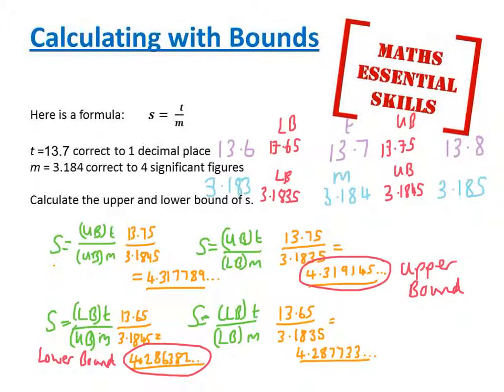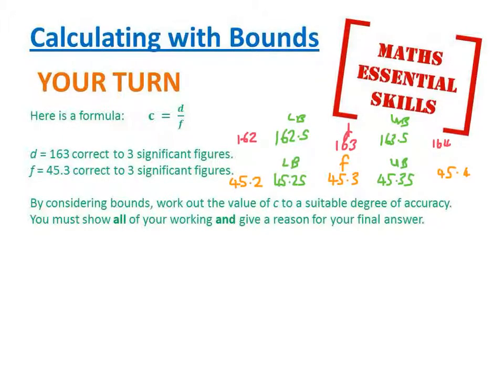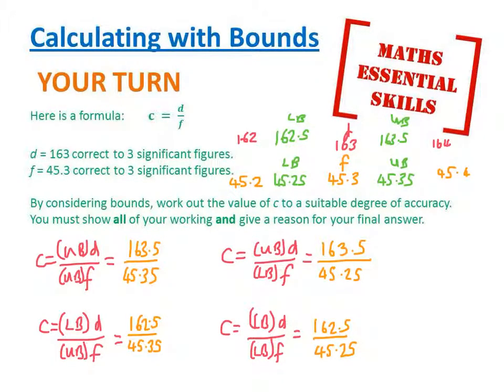Okay, very similar approach now for you to try on this next question. Have a go here and pause before you see the answer. Start by working out your upper and lower bound of D and F. Now we've got the lower and upper bound for D and F. Let's write down the 4 possible calculations that it could be. Substitute in your values into all 4 options. Use the calculator to work out all 4 scenarios.